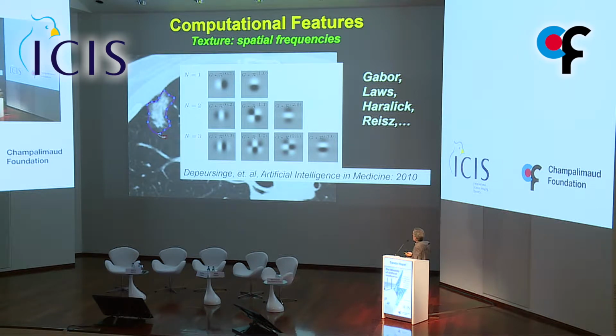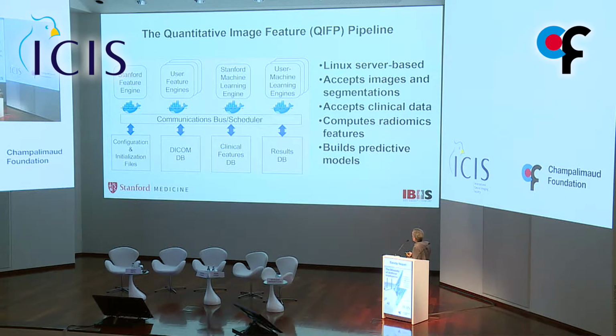There are a number of different ways to compute texture features. This is one that was proposed by Adrien de Persange from Switzerland and published in this journal in 2010, which uses a bunch of filters to characterize the spatial distribution of gray values in the images. And there are many others, including Gabor features, Laws features, Haralick, etc.